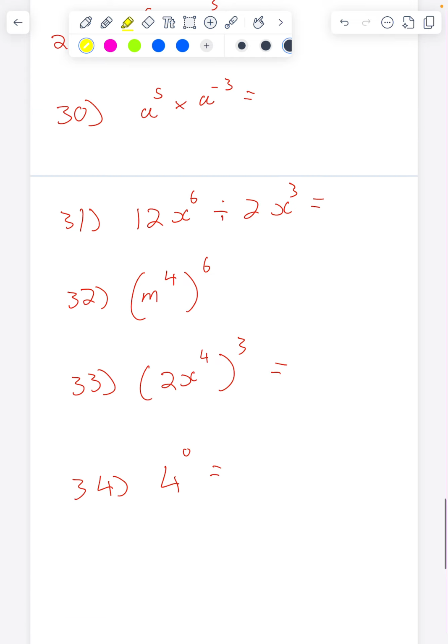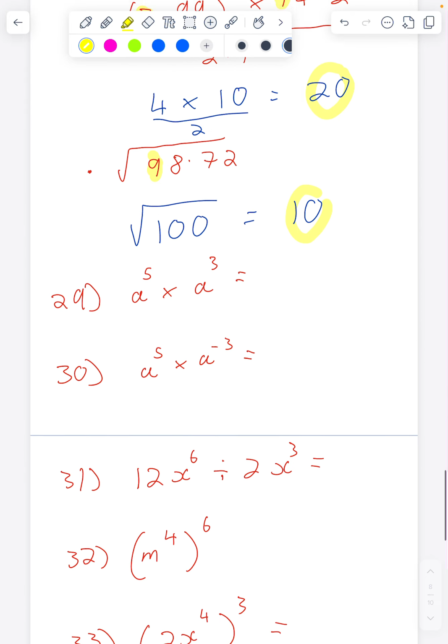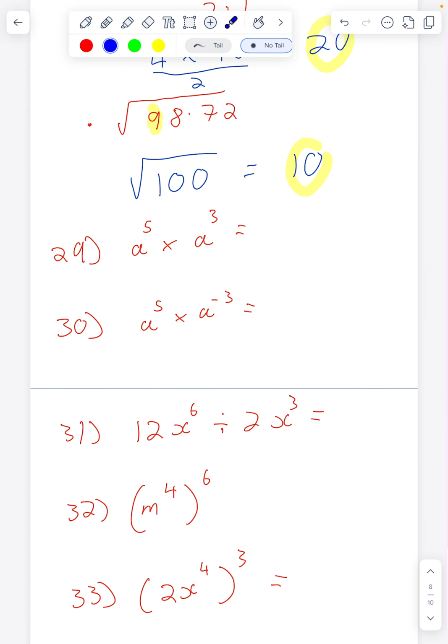Okay, we're getting there. Question 29 is looking at the laws of indices. Now, if you're timesing indices, so things with powers with the same base, and you've got to have the same base, you just go and add the powers together. So it's going to go to a to the power of 5 plus 3, which gives you 8. That is your answer for this one.